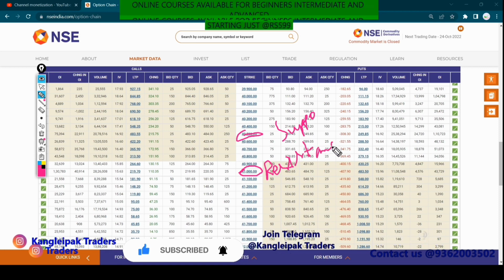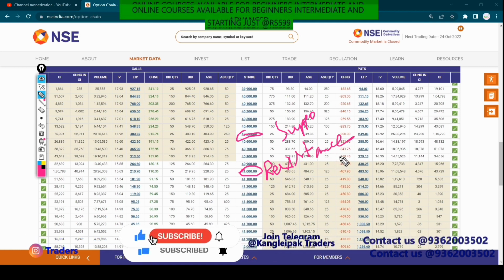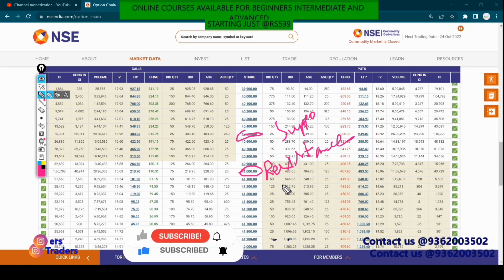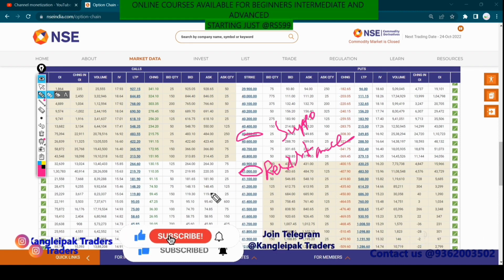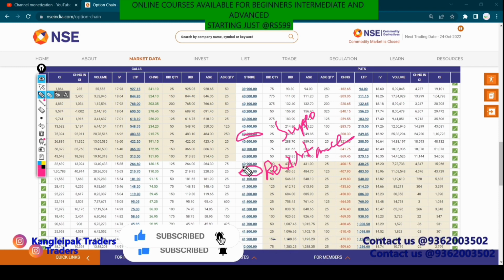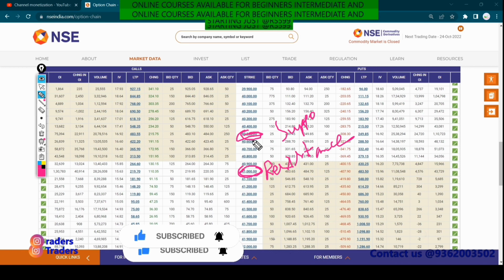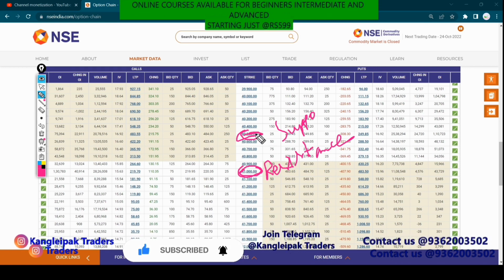So what is resistance? Resistance level is the opposite of a support level. It is a price point where the stock price is not expected to rise any higher. So this is resistance. That means the particular stock is not expected to rise anything above 41,000. So this is known as resistance. This is the resistance point.